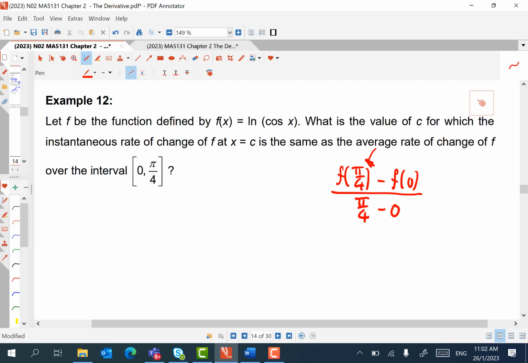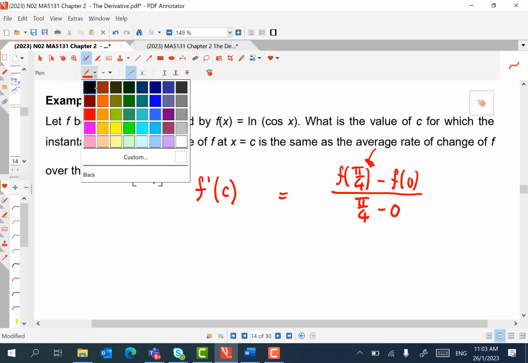What is instantaneous? Instantaneous means evaluating the gradient at the point in question. C. So they want you to actually solve this equation, that the instantaneous rate of change at x equals c is equal to the average rate of change over the interval.